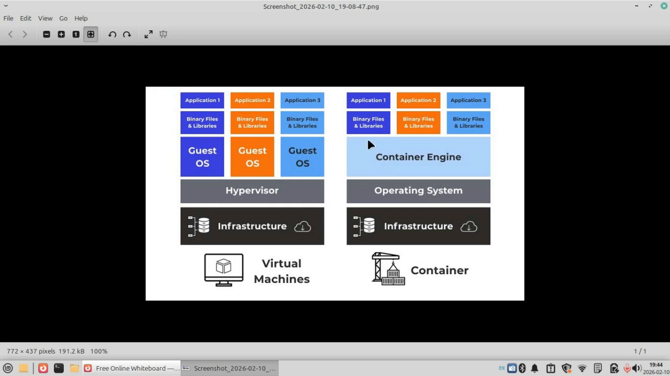But containers do not have a guest operating system. Instead, they have a shared kernel, and it is very fast to start up, and because of this architecture, it becomes lightweight and very portable. So to end this video, understand that virtual machines virtualize hardware, containers virtualize the operating system. So this simple explanation will help you avoid many common mistakes.